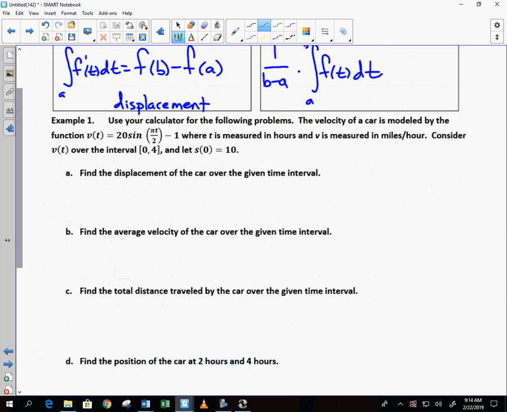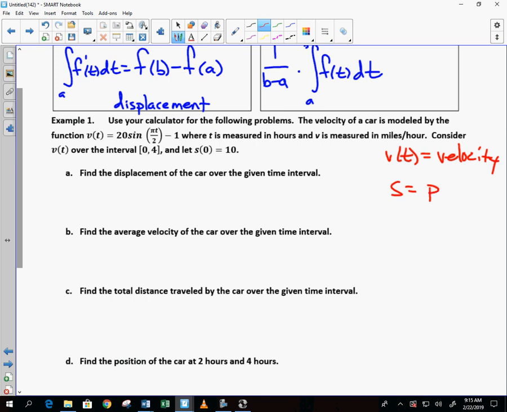It says, use your calculator for the following problems. The velocity of a car is modeled by this function: v of t is 20 sine of pi times t over 2 minus 1, where t is measured in hours and v is measured in miles per hour. Consider v of t over the interval 0 to 4, and let s of 0 equal 10. I just want to clarify, what does the variable v stand for? Velocity. So that's the velocity of the car.